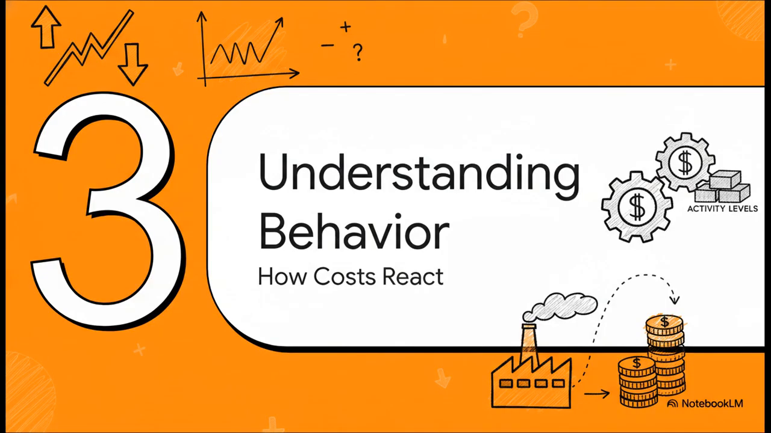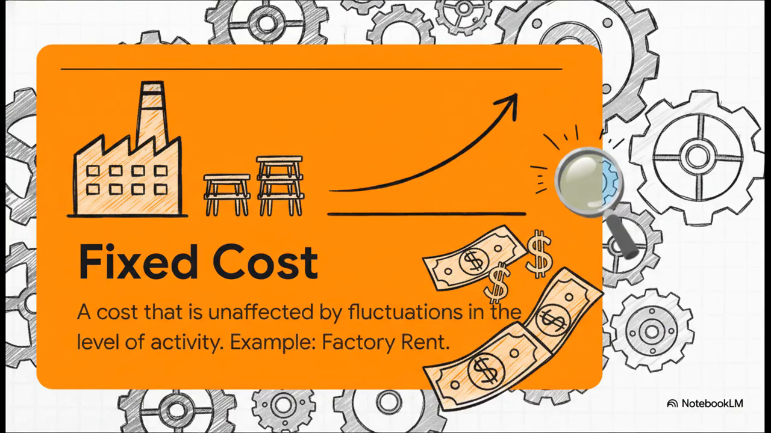Okay, let's grab the next tool from our toolkit. This one is all about understanding cost behavior. So we're not looking at what the cost is, but how it reacts when things change. It's all about watching how your costs shift as your business gets busier or slows down. So first, you've got your fixed costs. These are the expenses that stay the same in total pretty much no matter what. That monthly rent for your factory? Perfect example. You pay the exact same amount whether you make one table this month or 100 tables. The total cost is, well, fixed.